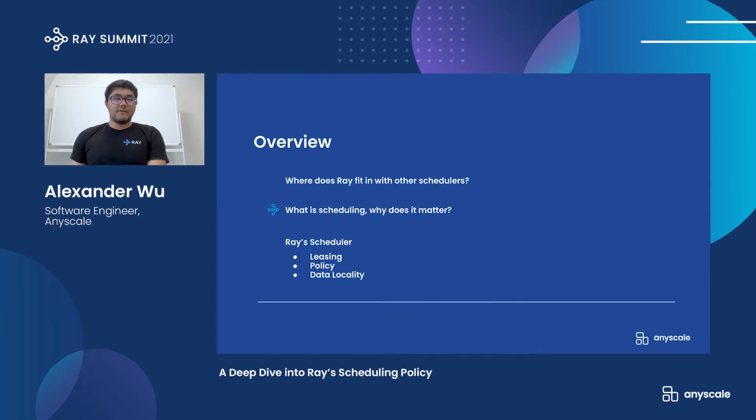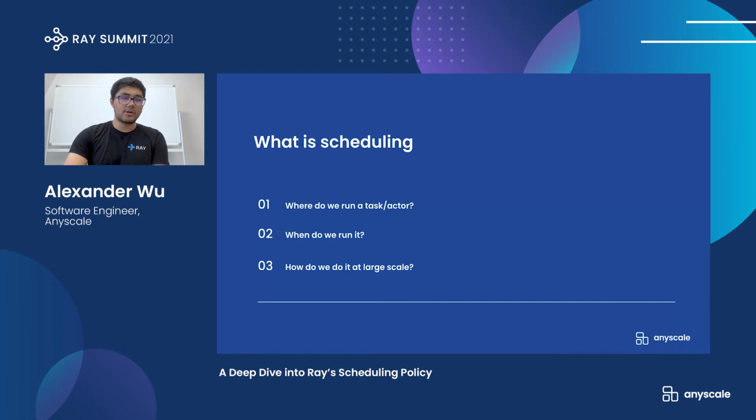Okay, so that was a little bit about other schedulers and how Ray compares and fits in with them. Now let's talk about scheduling as we think about it in Ray. First, let's talk about what the scheduling problem is. Scheduling is essentially solving a couple of problems. Given a task or an actor, we want to figure out which node, and which worker process on a node, we can run that task or actor in.